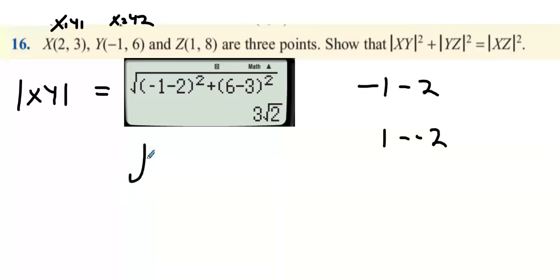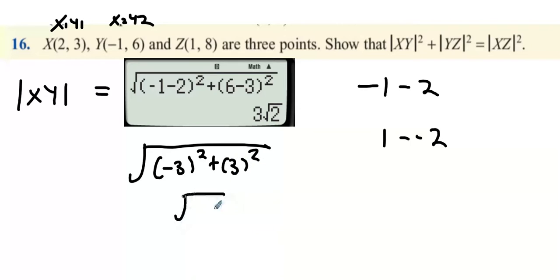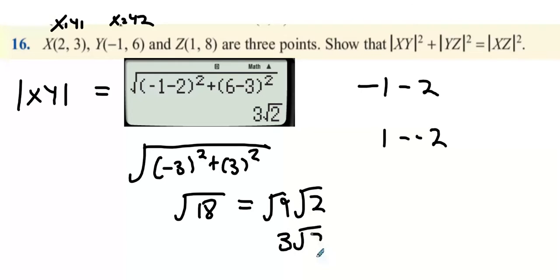Right? And if you're wondering where the answer comes from, that's minus 3 squared, and the other one is 3 squared. That's the square root of 18. Square root of 18 is root 9 by root 2. And what's root 9? 3 root 2. That's if you did it manually, which we don't have to, isn't that right? We can just lob it straight in.